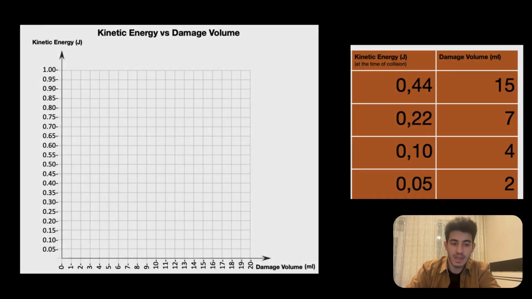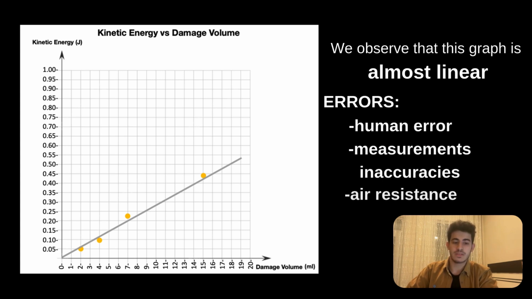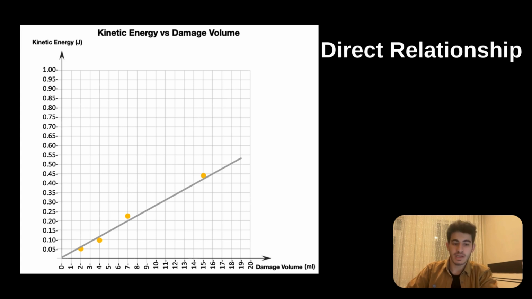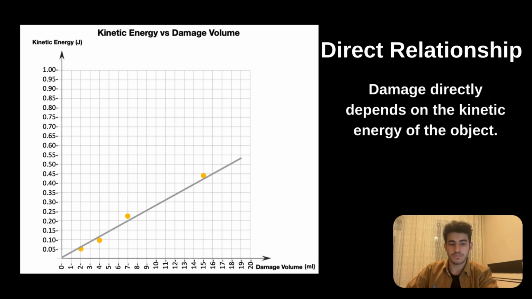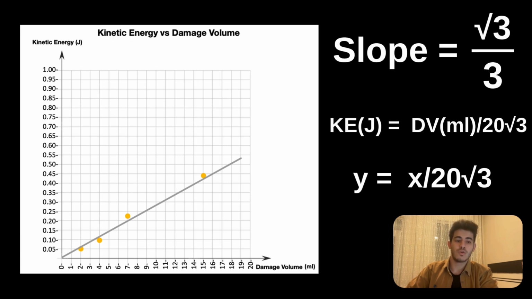Now let's draw a graph to determine the relationship between these two concepts. We observe that this graph is almost linear. The slight deviation from linearity could be due to human error, measurement inaccuracies, or air resistance during the experiment. This near linearity indicates a direct relationship between kinetic energy and the damage volume, meaning the greater the kinetic energy of the object at collision, the larger the damage volume it creates.